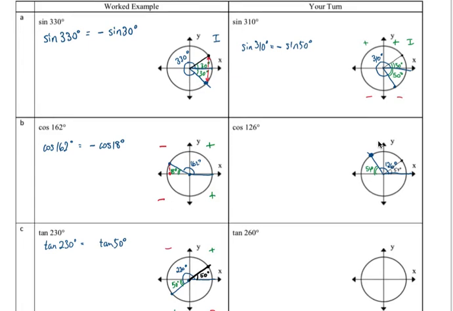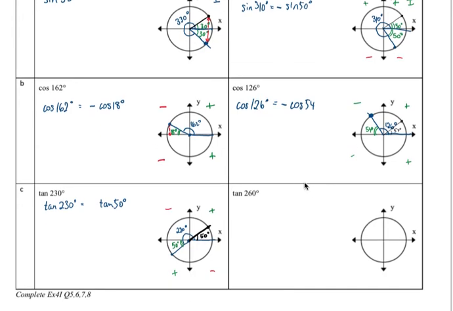Now, cosine is positive for the x values. X values are positive here and here, and they're negative here and here. So therefore we can say cosine 126 degrees is equal to cosine 54, but we know it has to be negative, because we can see that cosine 126 with this angle here is going to be a negative value, and cosine 54 will be a positive value. They're going to have the same x value, but we need to make cosine 54 negative to make it equal cosine 126.